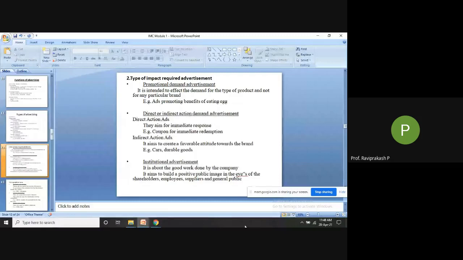Okay, so these are indirect action ads, where if you are looking for a particular thing, a particular company or a brand pops into your mind. The next is institutional advertisement. It is about the good work done by a company or institution. Like for example, Infosys or TCS in Chennai and all, if they're there.